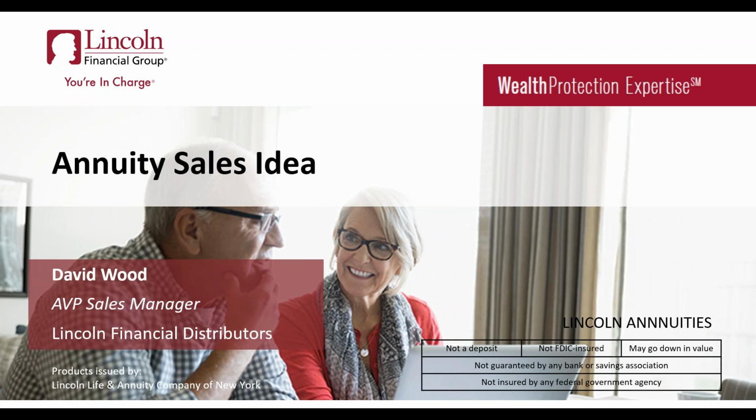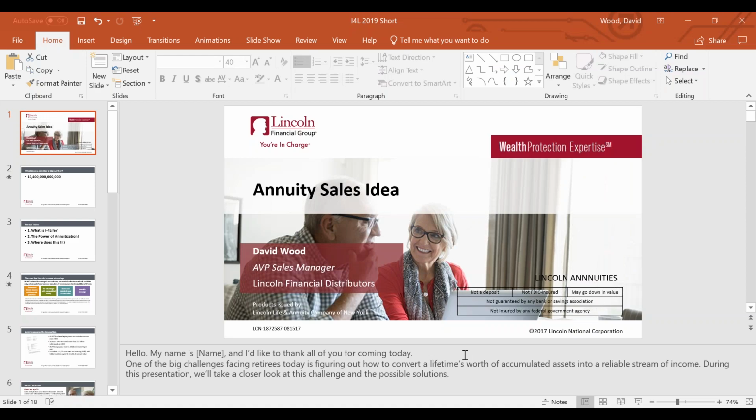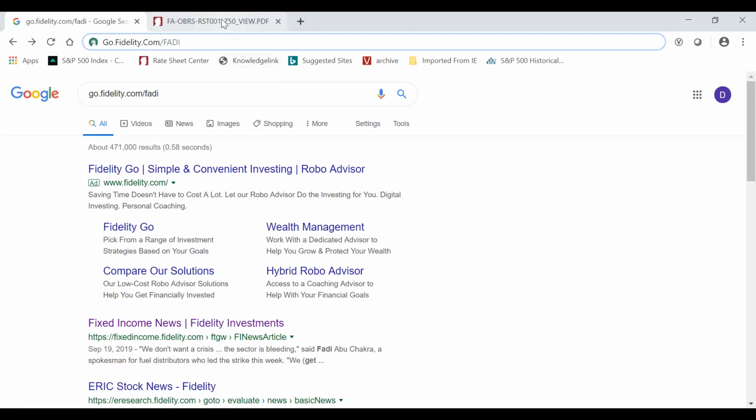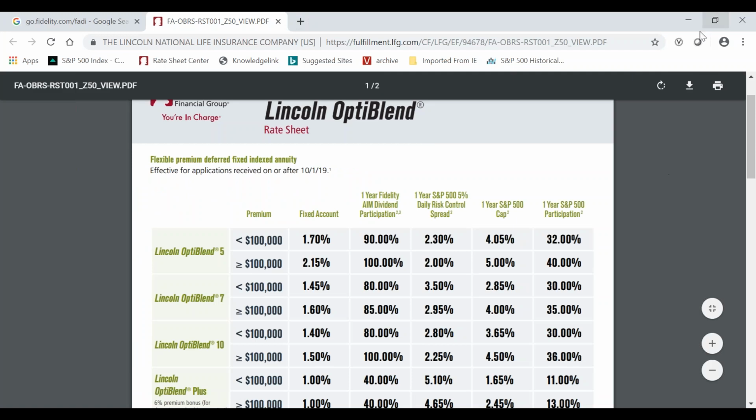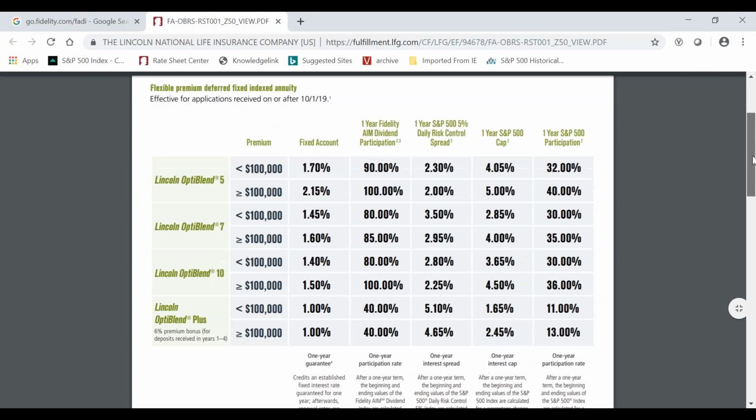But before we jump into I4Life, we want to make sure everyone's familiar with our chassis. And when I say chassis, I really mean our index annuity. Our flagship product is going to be Lincoln OptiBlend. What you see on here is a 5, 7, 10, or bonus product. And no, we're not going to sit here and talk about product the whole day, but we just want to make sure you understand the chassis.